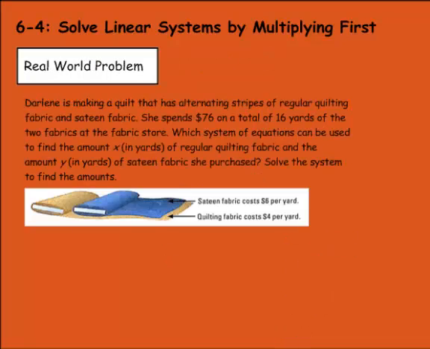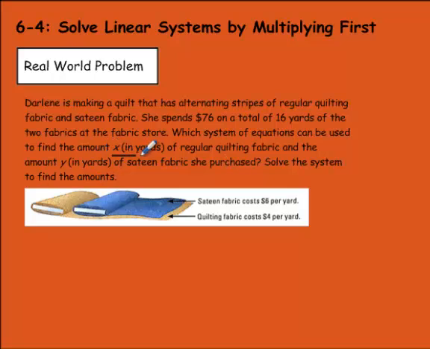Let's solve a real-world problem. Darlene is making a quilt that has alternating stripes of regular quilting fabric and sateen fabric. She spends $76 on a total of 16 yards of the two fabrics at the fabric store. Which system of equations can be used to find the amount x in yards of regular quilting fabric and the amount y in yards of the sateen fabric she purchased? Solve the system to find the amounts.